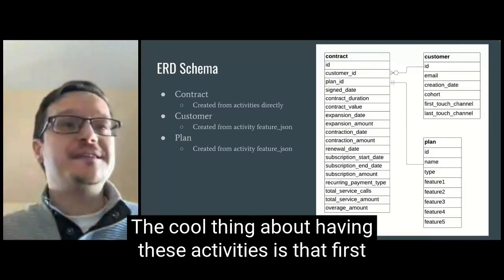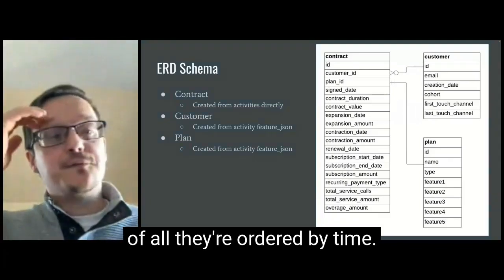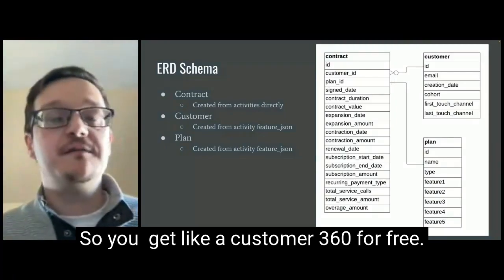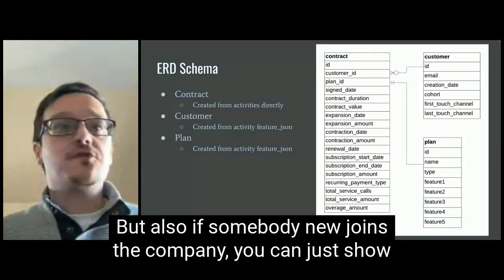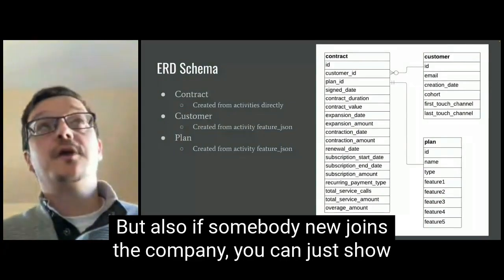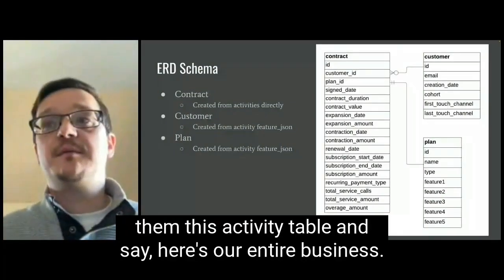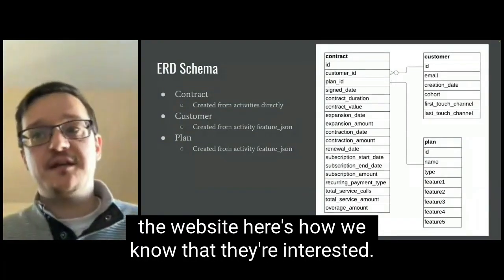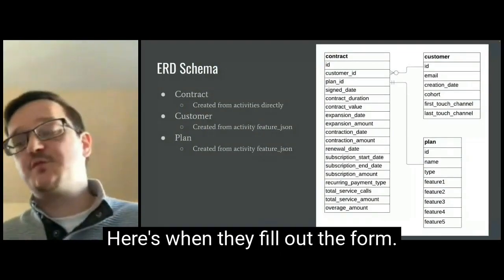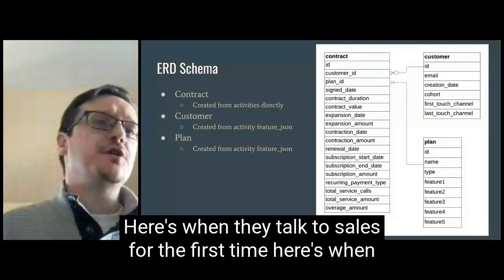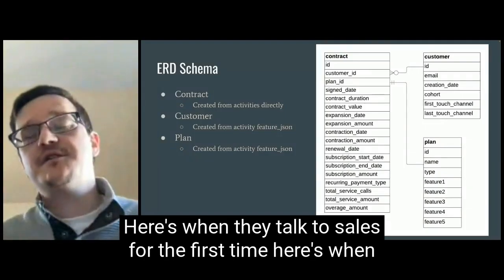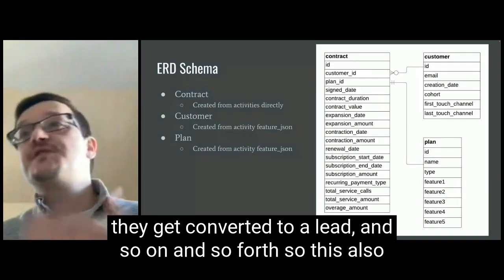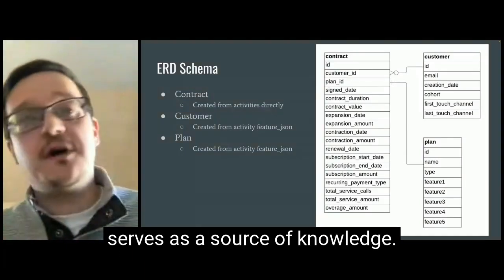The cool thing about having these activities is that first of all, they're ordered by time, so you get a customer 360 for free. But also, if somebody new joins the company, you can just show them this activity table and say, here's our entire business. Here's what happens when the customer first comes to the website. Here's how we know that they're interested. Here's when they fill out the form. Here's when they talk to sales for the first time. Here's when they get converted to a lead, and so on and so forth. So this also serves as a source of knowledge.